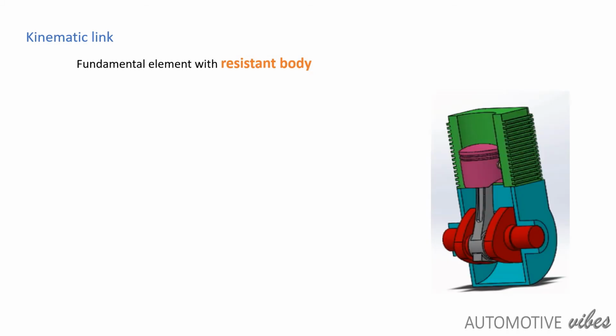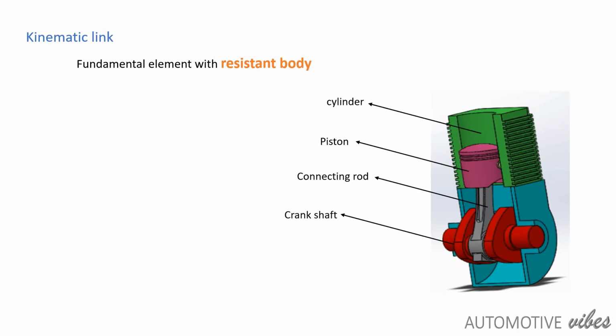Now next we have kinematic link. Kinematic links are nothing but fundamental elements in the mechanism which have a resistant body. Now a resistant body is nothing but the capability to transmit the power. Here we have four links. Firstly the piston, second link is the connecting rod, third is the crankshaft, fourth is the cylinder which holds them.